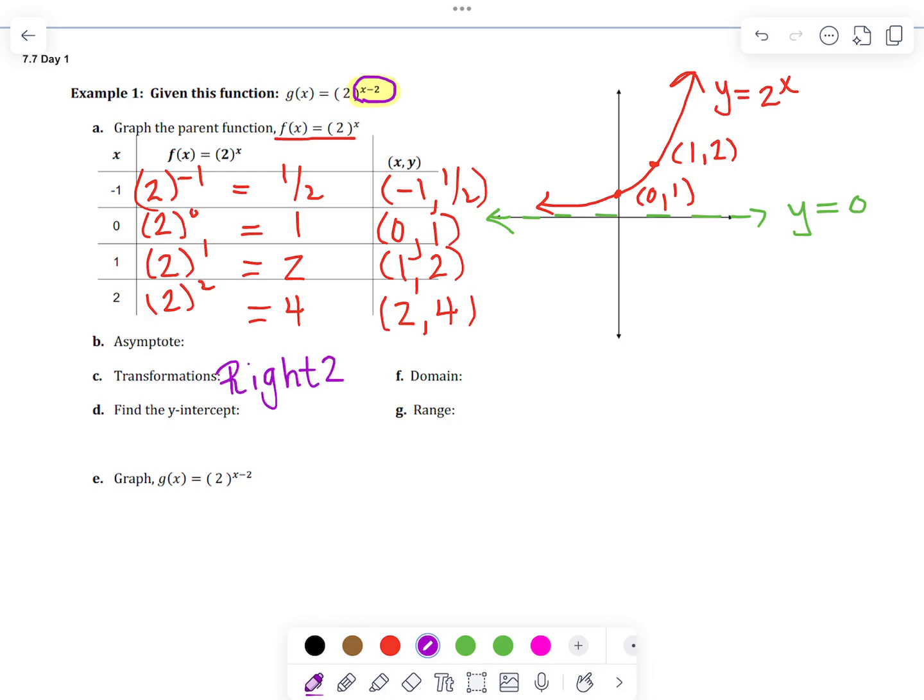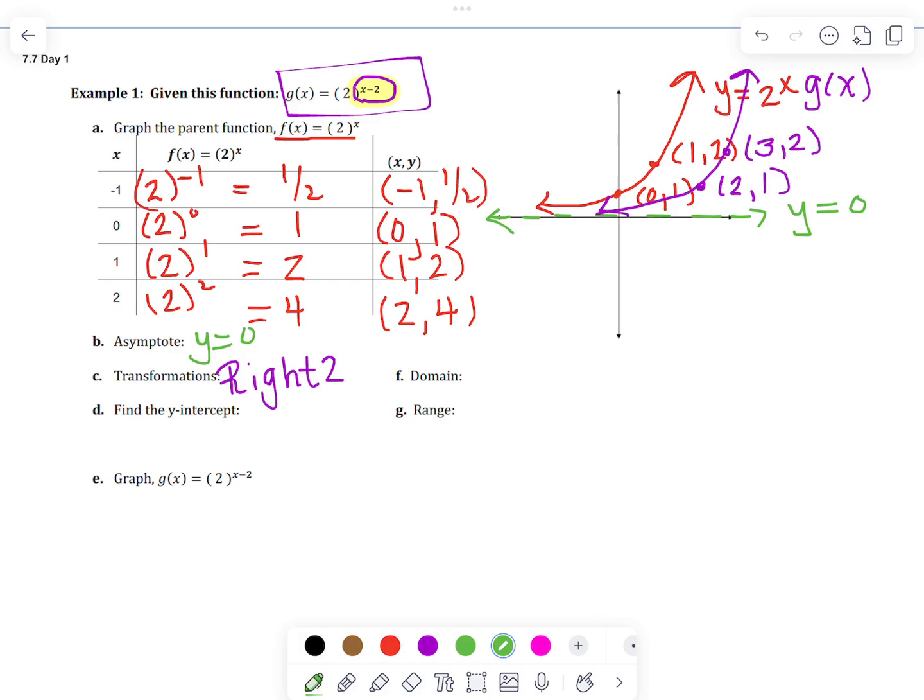So what we can do is we can just take those ordered pairs and move them all to the right 2 units. So this ordered pair here would be over 2 up 1, and this point here would be over 3 up 2. Now we have the child, the g of x, in the purple. Our horizontal asymptote did not move at all, so it's in the same position.